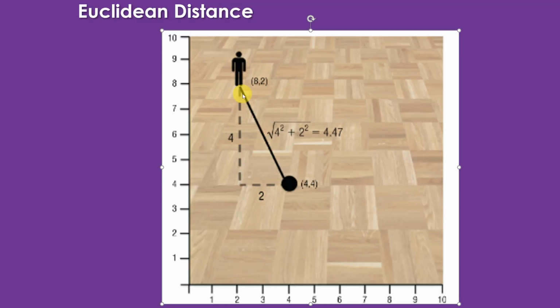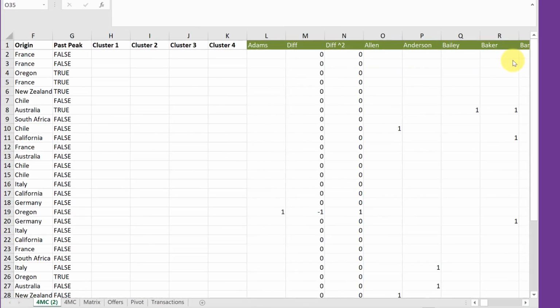The vertical distance is just 8 minus 4, or 4. Horizontal distance is 2 minus 4, or 2. So the distance as the crow flies is the square root of 4 squared plus 2 squared, which is equal to 4.47.